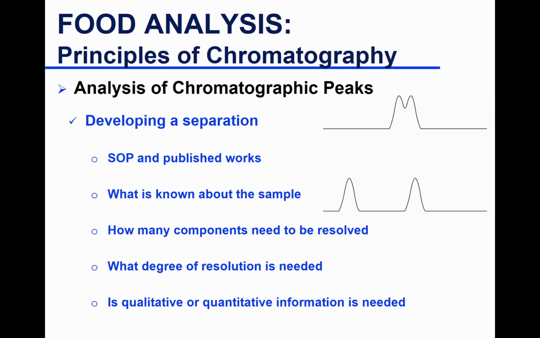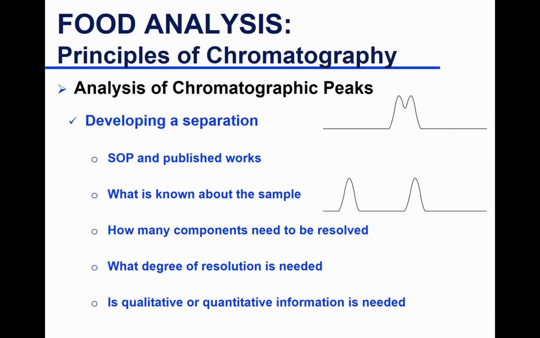Second, how many components need to be resolved? What do I know about the components in my sample? Do I have 3 types of carotenoids? Do I have 1 type? Do I have 5? How many? How close in characteristics are they? If they're very close in their characteristics, the separation can be very tricky. So you need to gather this information. And you have a lot of resources to gather this information. Again, you have to do your homework and do some searching.